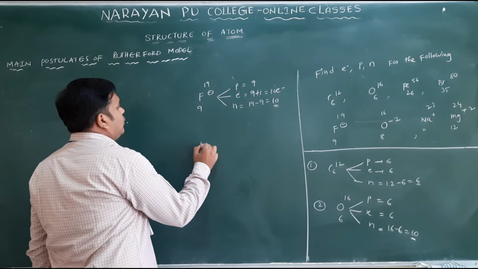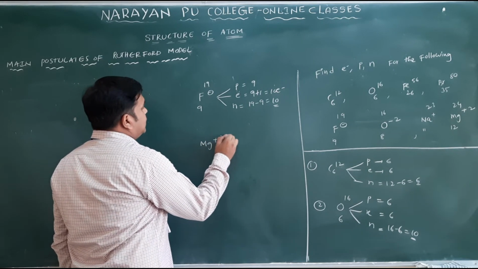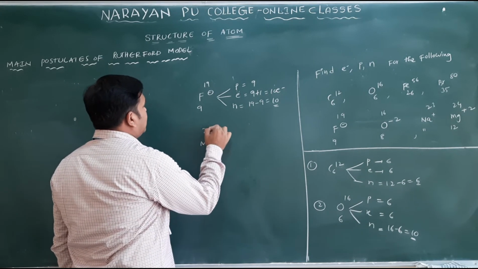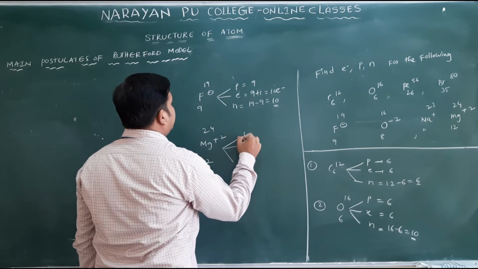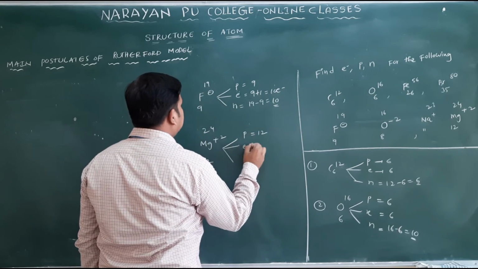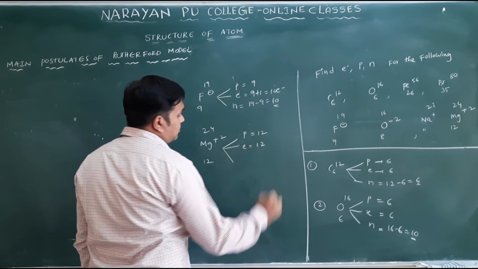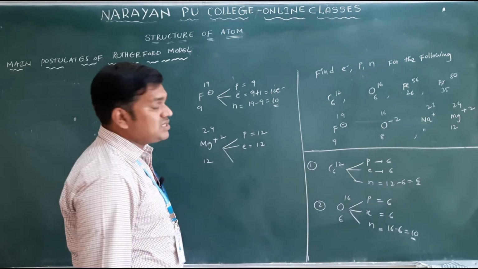Now you can take a positively charged particle. Mg plus 2, with 12 and 24. Protons is equal to 12, electrons is equal to 12, minus or plus? Minus, because it lost electrons.